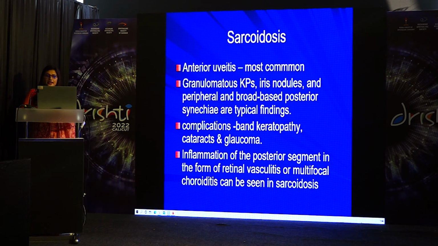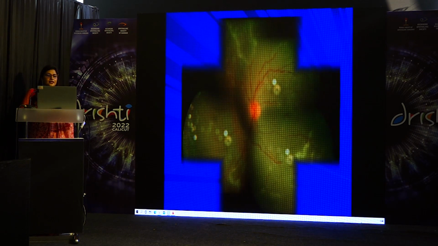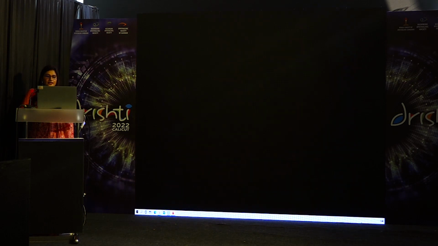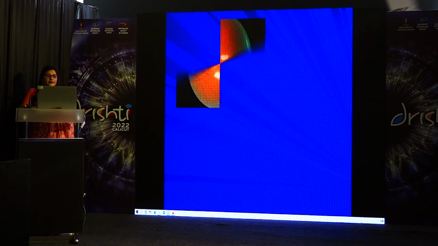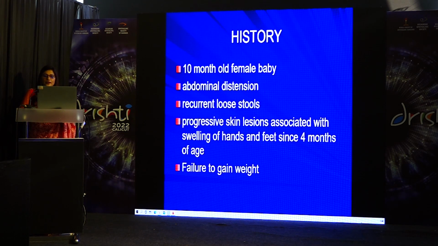Sarcoidosis can present in childhood, again with granulomatous anterior uveitis as its typical finding, and complications like band keratopathy, cataract, and glaucoma. Inflammation of the posterior segment in the form of vasculitis or multifocal choroiditis can be seen. This is periphlebitis in sarcoidosis. Okay, so we'll go on to another interesting case.